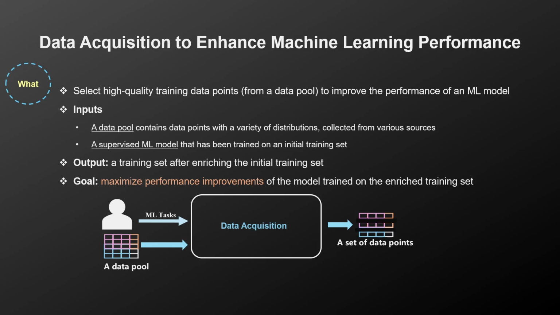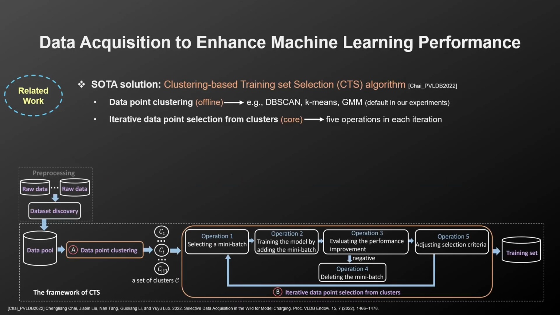We start from a common data acquisition setting, given a data pool and a supervised model trained on an initial training set. The goal is to select high-quality data points from the pool to enrich the training set and maximize the performance of the retrained model. For this problem, a state-of-the-art solution is the clustering-based training set selection, or CTS, algorithm.